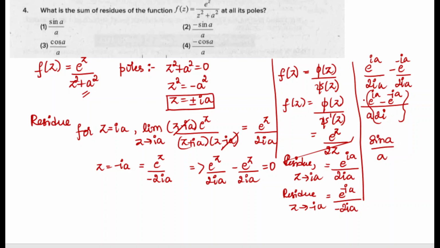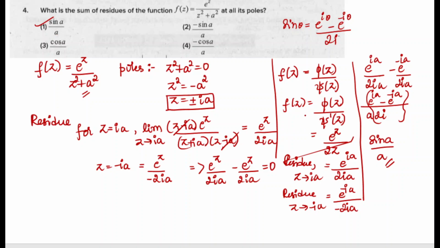How can we write sine theta? Sine theta is equal to e to the power of i theta minus e to the power of minus i theta divided by 2 times i. Similarly, instead of theta, I can write it as a. In the denominator, already we have a here. So which option is the right option? The right option is option 1.